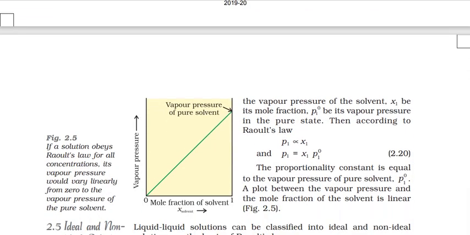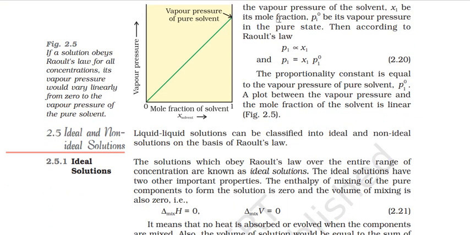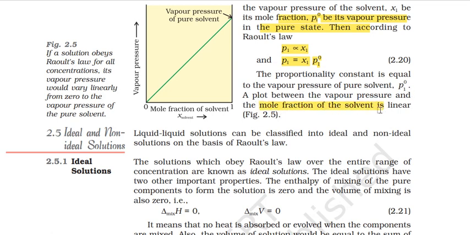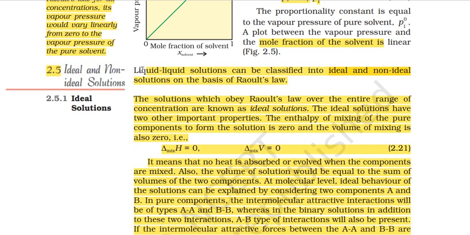We have already done this. The vapor pressure of the solvent, x1 be the mole fraction, p1 0 be its vapor pressure in the pure state, then according to Raoult's law, pressure in the solution will be directly proportional to the mole fraction. What will the proportionality constant be? Pressure in the pure state. Fine. A plot between the vapor pressure and the mole fraction of the solvent is linear, and we know this already. Next, we have ideal and non-ideal solutions. Liquid-liquid solutions can be classified into ideal and non-ideal. Now, what we are going to study are liquid-liquid solutions. Fine? Alright.